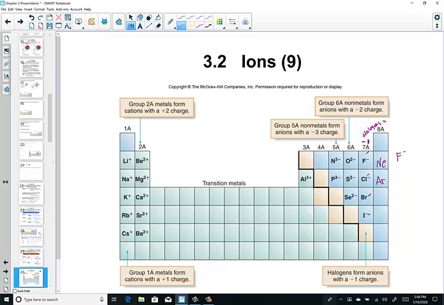Oxide, sulfide, selenide, all -2s. Nitride, phosphide, see how they have 5 valence electrons? They're going to gain 3 more to get 8 in the configuration. Lithium's family, all +1. Beryllium's family, all +2s. Aluminum, +3. When we hop the border, we go from the world of positives to the world of negatives. How many electrons does it take to get to 8? 1 more for group 7, 2 more for group 6, and 3 more for group 5A.